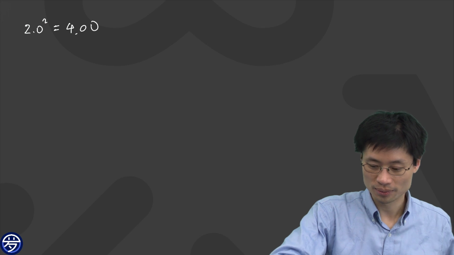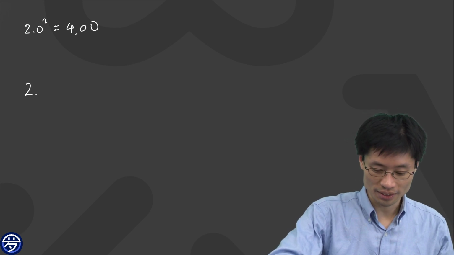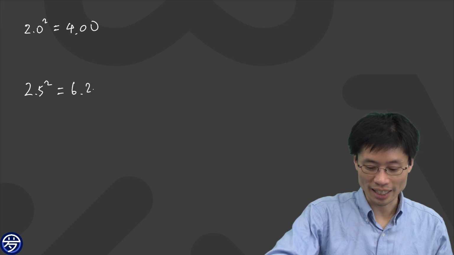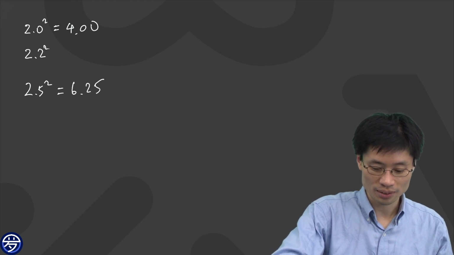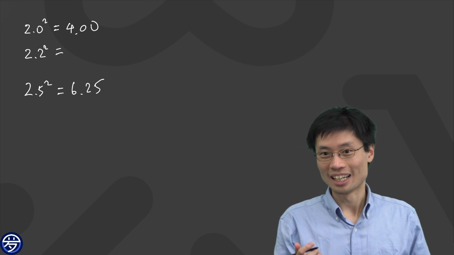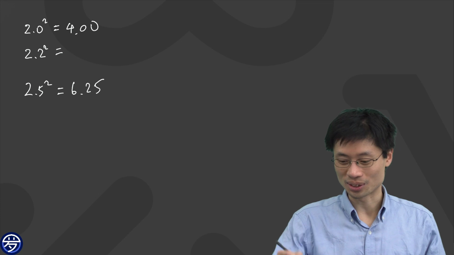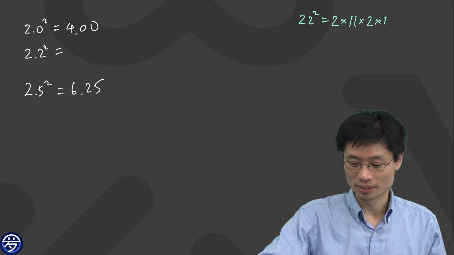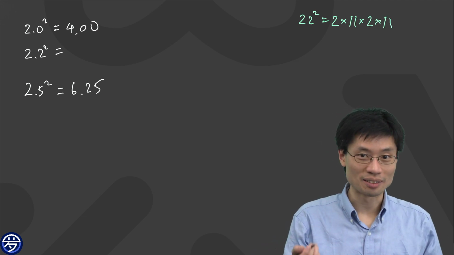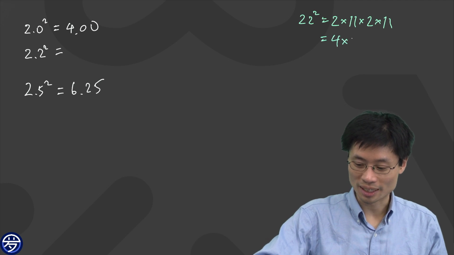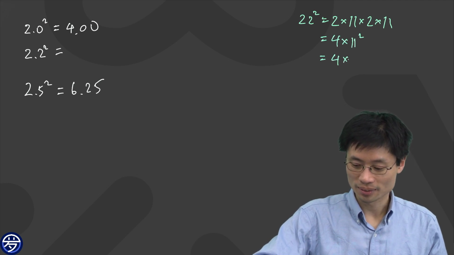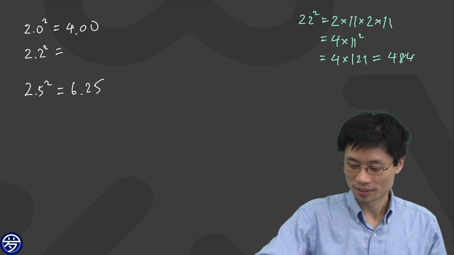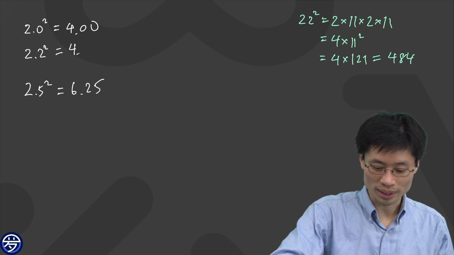And so we were somewhere between 2.0, 2.0 squared, that was equal to 4.00. We had 2.5 squared, which was 6.25. And if I took 2.2 squared, now that's a nice number. In fact, 2.2 squared is related to 22 squared. 22 squared is equal to 2 times 11 times 2 times 11. That's equal to 4 times 11 squared. 11 squared is 121. 4 times 121 is 484. So I get 4.84.